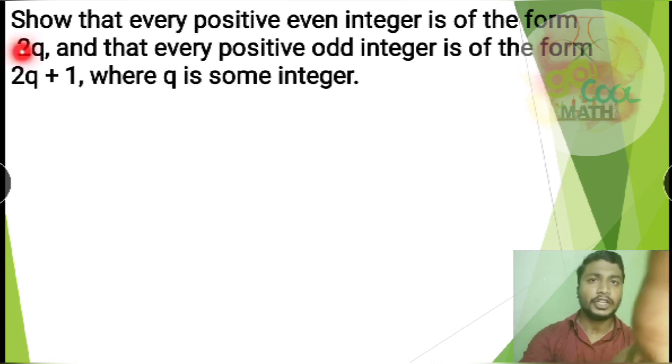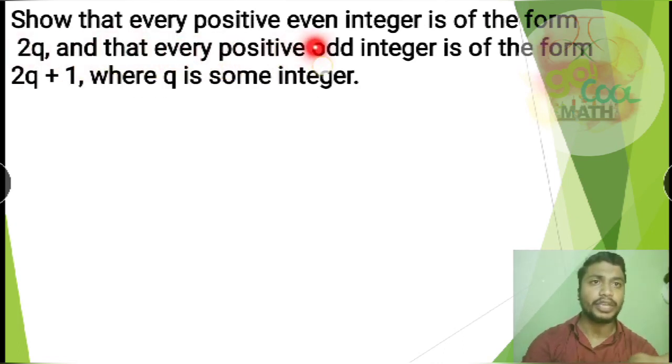The first one is: show that every positive even integer is of the form 2q and that every positive odd integer is of the form 2q plus 1, where q is some integer.